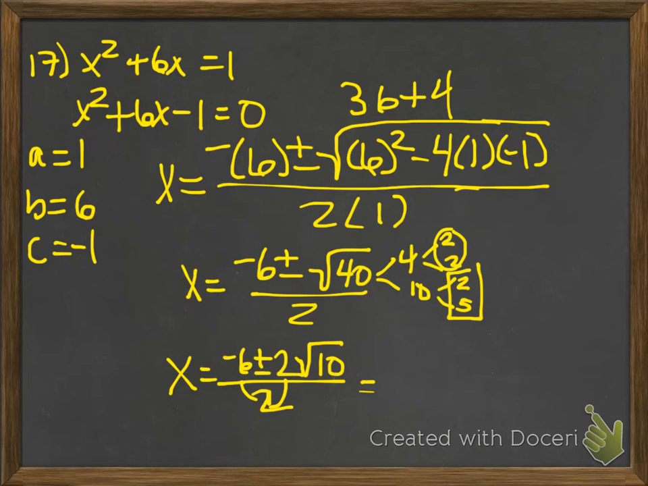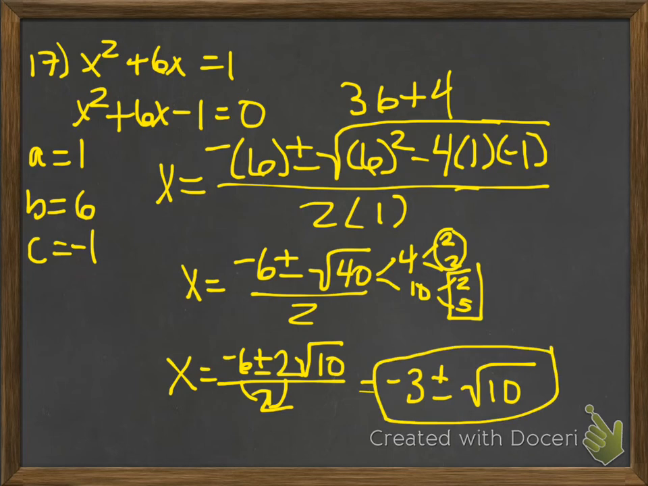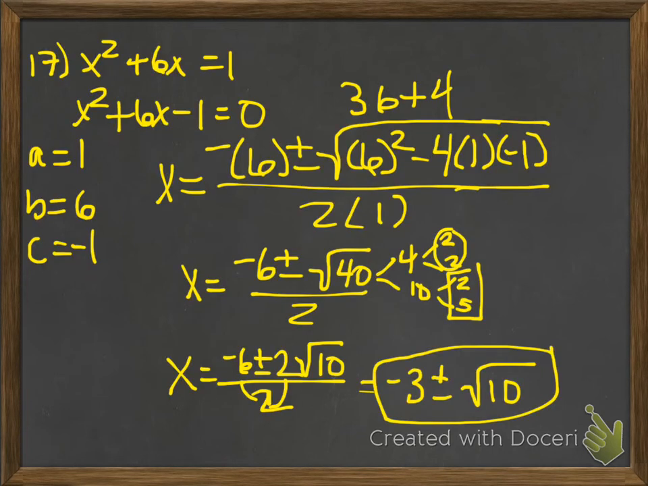So negative 6 divided by 2 is negative 3, plus and minus 2 divided by 2 is 1. So I can put a 1, or I can just leave it as square root of 10, because 1 square root of 10 is that. And there's your final answer. Again, if you have any questions, feel free to ask and let me know. Just raise your hand, or send it through to me on Edmodo.